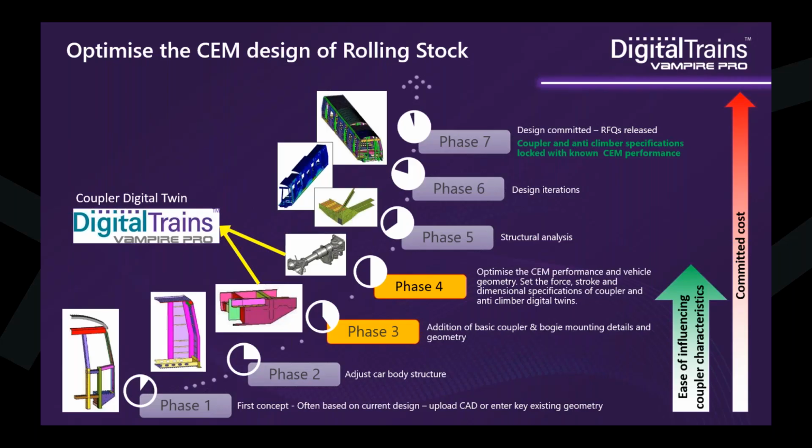This can then allow the performance and dimensional specifications of the coupling system to be frozen with great confidence, and allows the detailed structural analysis, which is phase 5 onwards, to be performed with reduced risk of further needs to modify the carbody geometry, which would then cause the need for the structural analysis to be redone time and time again. Following the completion of the FE analysis, the RFQs for these components can then be released to potential suppliers with the coupler and anti-climber specifications and, most importantly, the vehicle geometry being fully locked.